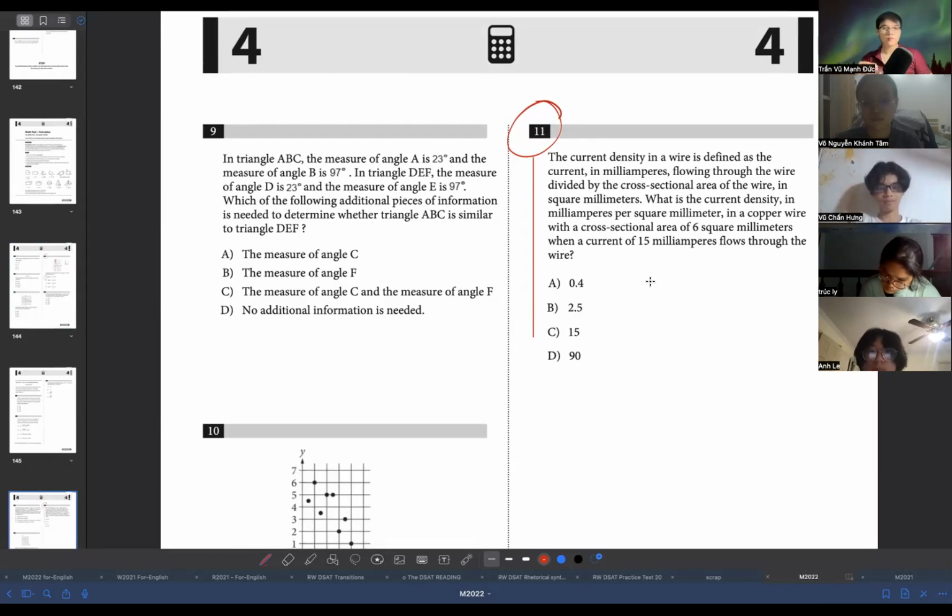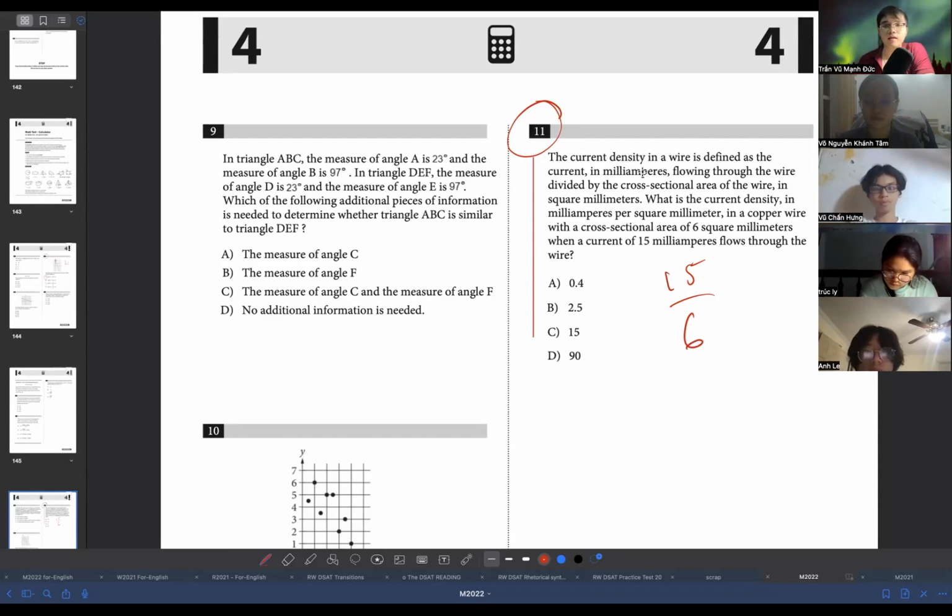Right, how did you come about B? 15 divided by 6. How did you get this equation? It asks for the density, and like the current density cross section. It says the density is the current over the cross-sectional area. So 15 divided by 6.